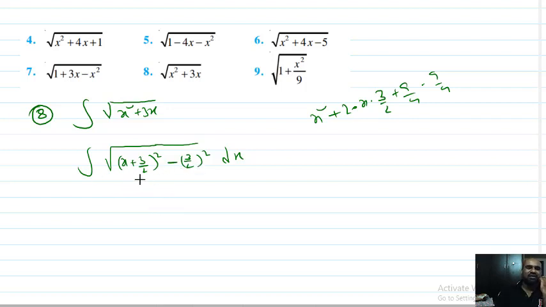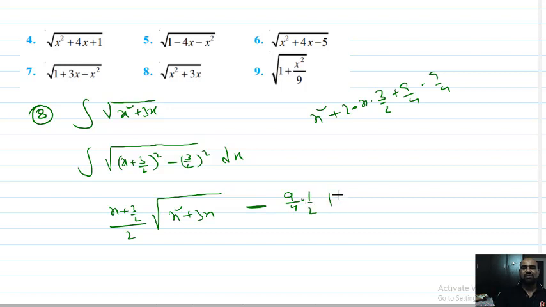Now I want to write the answer directly, because after taking x plus 3 by 2 as t, it is not affected with the dx and dt. So (x plus 3 by 2) by 2 into root over the same problem, that is x square plus 3x, minus a square by 2. A means 3 by 2, square means 9 by 4, by 2 means 9 by 8, into logarithm of x plus 3 by 2 plus root over the same thing, that is nothing but x square plus 3x. Okay, I hope you understood. Plus c.